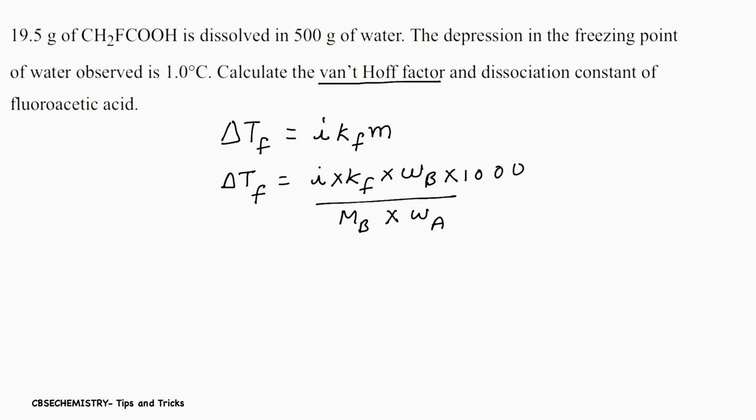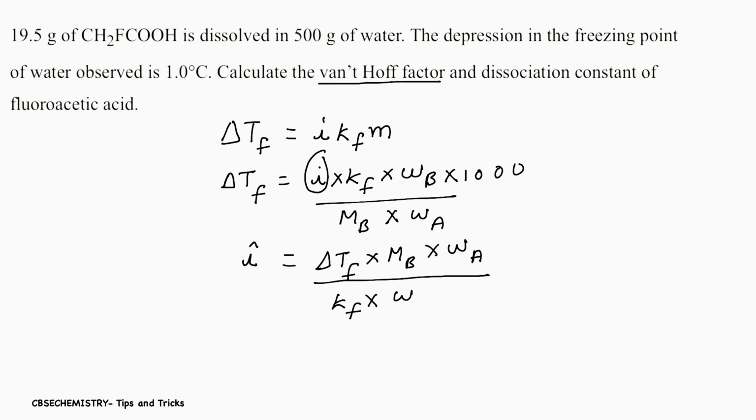Our first task is very easy, to find Van't Hoff factor, right? So make the equation for Van't Hoff factor i. i is equal to delta TF into MB into WA by Kf into WB into 1000. Substitute the values. See, what is delta TF? Depression in freezing point is observed as 1. So it is 1, right?